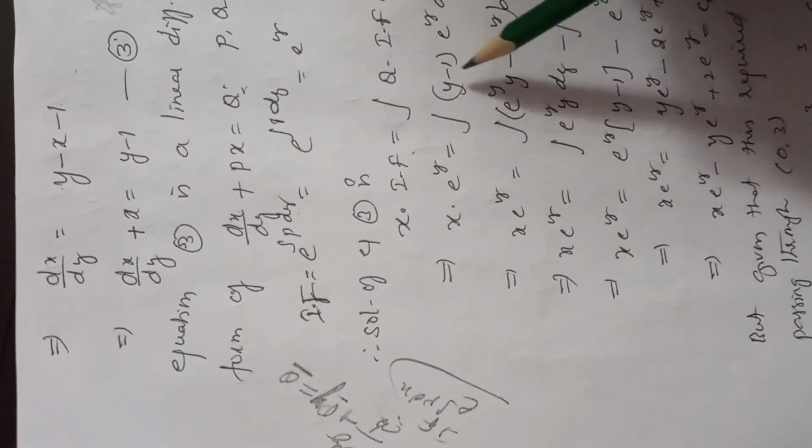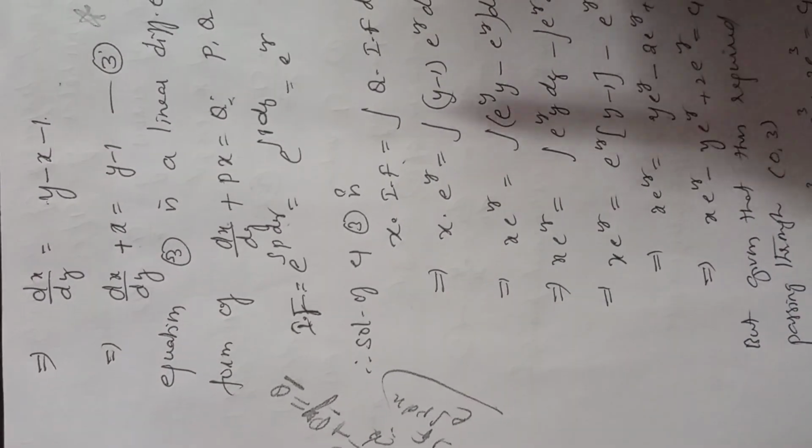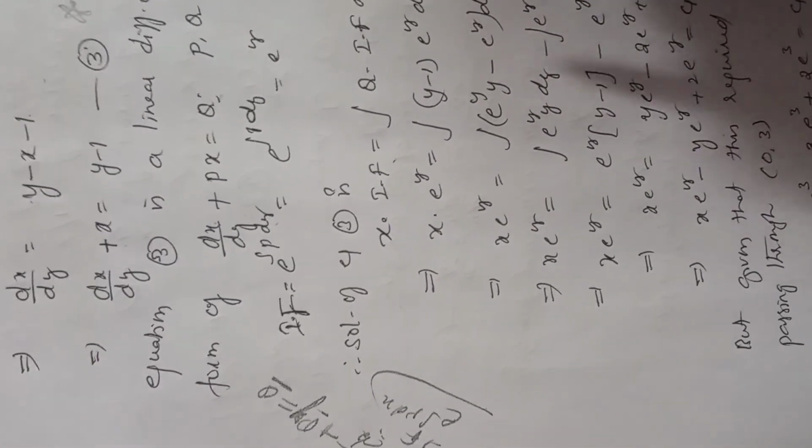Now y into x into e to the power of y minus y into e to the power of y dy, ఇక్కడ సపరేట్ చేశాను, ఇంటిగ్రేషన్ చేశాను ఆఫ్టర్ గెట్టింగ్ దిస్ వాల్యూ. సి, ఆర్డినరీ ఇంటిగ్రేషన్ ఓన్లీ.